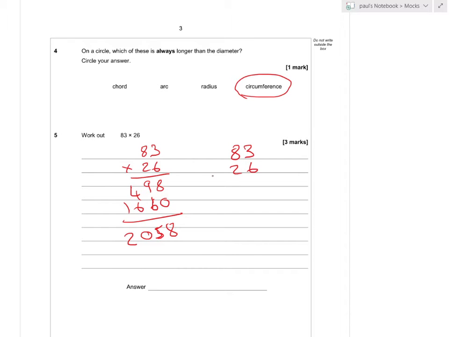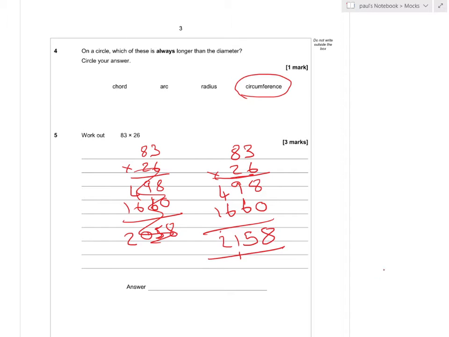83 times 26. 3 sixes are 18. Six eighths are 48. 9. Okay, 0. 2 threes are 6, and 2 eighths are 16. Oh, look, I got the 6 wrong. So 8, 5. I forgot to carry the 1. 11. So that's rubbish. 2158.